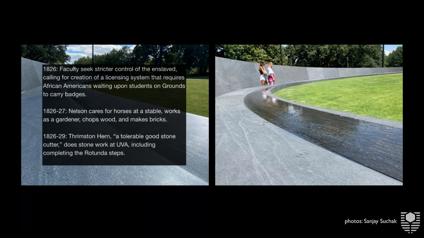1826-27. Nelson cares for horses at a stable, works as a gardener, chops wood, and makes bricks. 1826-29. Thrymston Hearn, quote, a tolerable good stonecutter, end quote, does stonework at UVA, including completing the rotunda steps. A steady stream of shallow water washes over the entire arc of the timeline, referencing libation rituals and the currents of rivers that carried people to freedom.